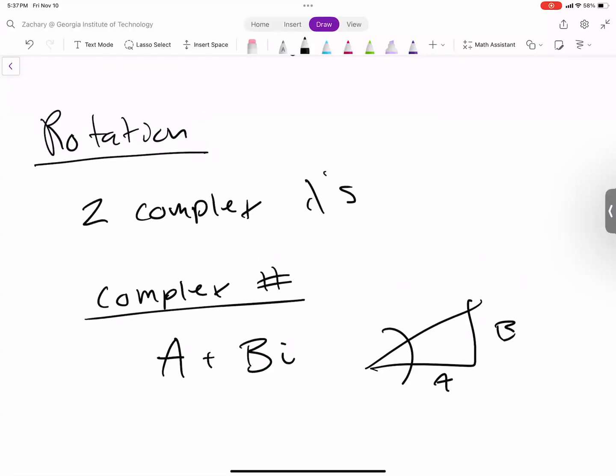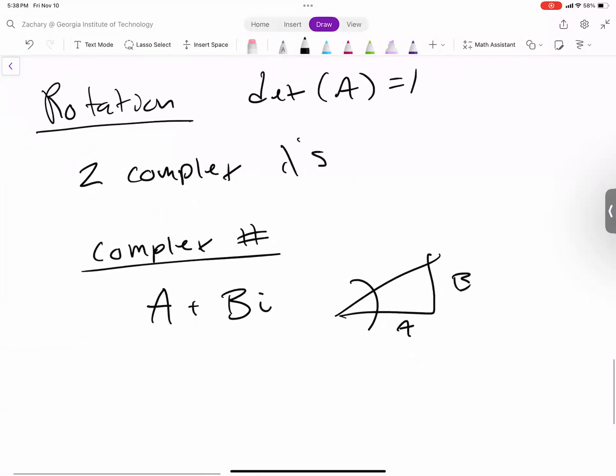Is a rotation invertible? Can you undo a rotation? Yes. The determinant's always equal to 1. Okay. That's pretty much all you got to know about rotations. Okay, I won't dwell much more on that. So if you're rotating by 90 degrees, what do you think your eigenvalues are going to be?